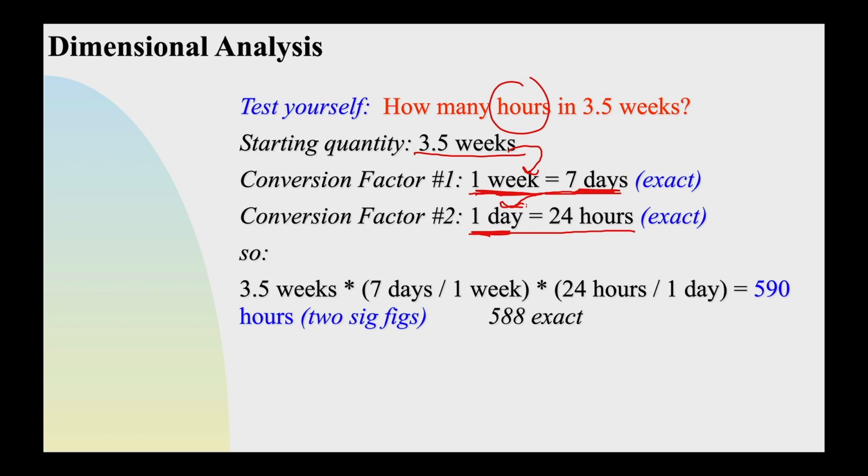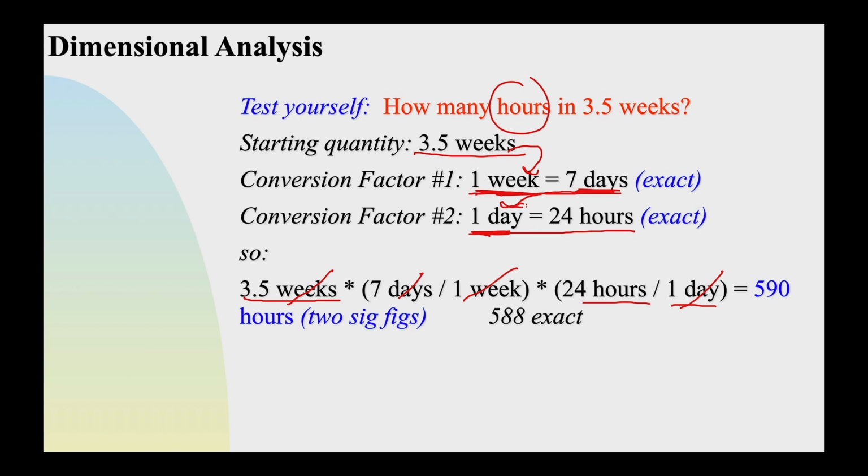So this is what I did right here. I'm starting with 3.5 weeks, 7 days divided by 1 week. This week is on the top, this week is on the bottom. If I was to stop right there, that would give me how many days are in 3.5 weeks. But again, the idea is we want to get to hours. So I'm going to put 1 day on the bottom and 24 hours on the top. And if I do that, the day on the bottom here cancels the day on the top right there.